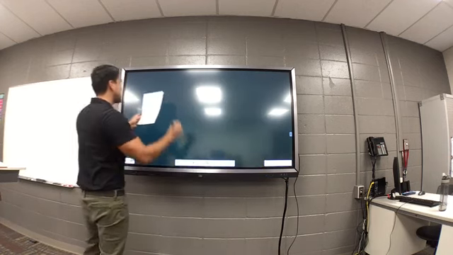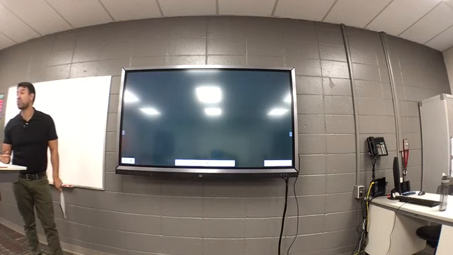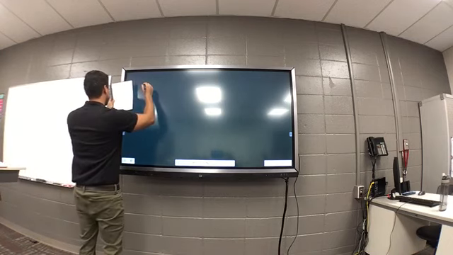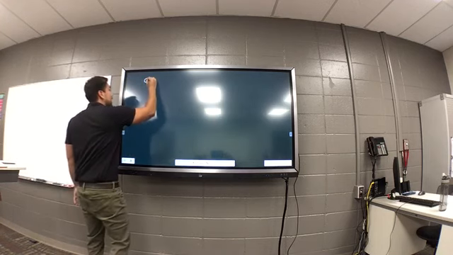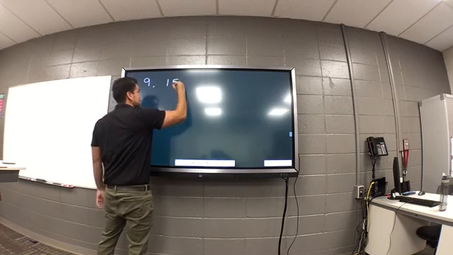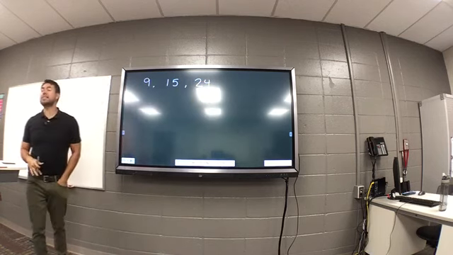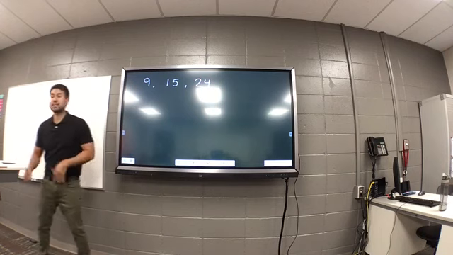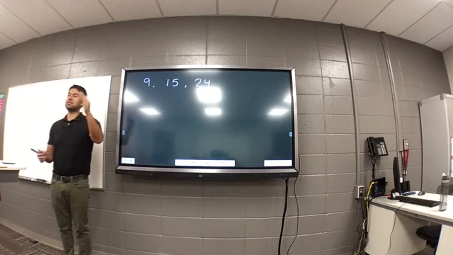Okay, this next problem is on the bottom of page 9, number 3. What are those numbers? Sorry, I don't think I have them. 9, 15, and 24? Oh. Okay, method number 1. What would you have to do here? Method 1. List out the multiples. 9, 18, 27, okay, 36, so on and so forth.